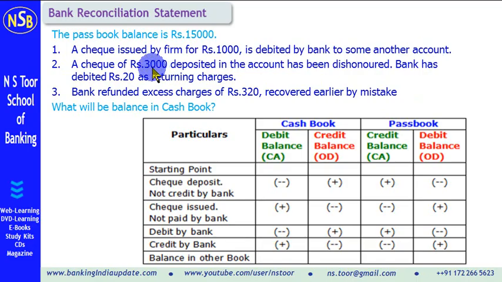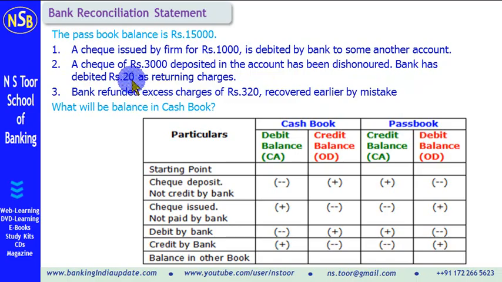Number 2, a check of rupees 3,000 deposited in the account has been dishonored. Bank has debited rupees 20 as returning charges. When this check was deposited by the firm, then bank account was debited. On collection of this check, the account of the firm in bank was to be credited, but this check has been dishonored. Hence, bank account is debited in cash book, but bank has not credited this amount in the passbook. Hence, it requires reconciliation.